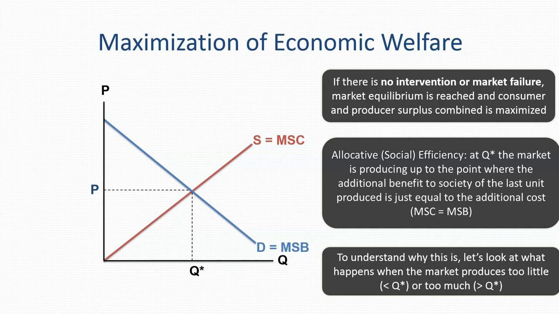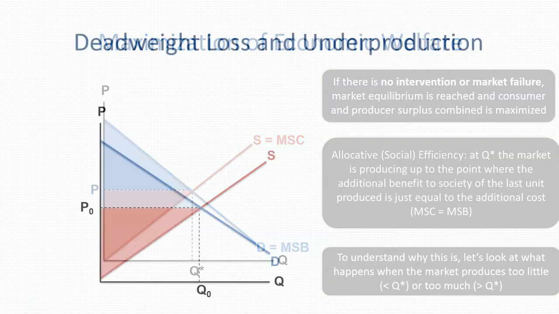The argument is that at the equilibrium quantity, the market is going to be producing up to the point where the additional benefit to society, represented by the demand curve, of the last unit produced is just equal to the additional cost to society, represented by the supply curve, and therefore the maximum net benefit possible has been created by producing that quantity. So to understand why this is the case, let's look at examples in which the market, for whatever reason, might produce a quantity less than or greater than Q star.